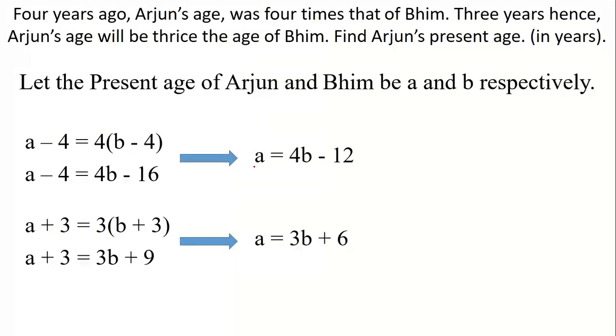So I can see that A is equal to 4B minus 12, and A is equal to 3B plus 6. I can solve these equations with the help of any method. But from the logic, I can see that it's better to use method 1, which is the method of substitution, because I get the value of A on the left hand side.